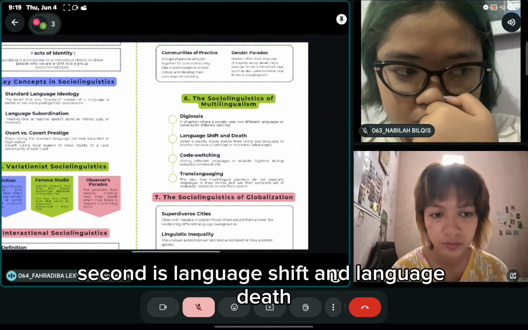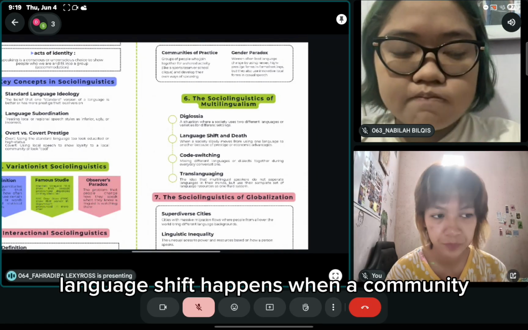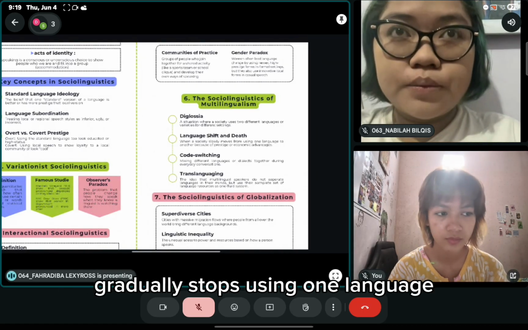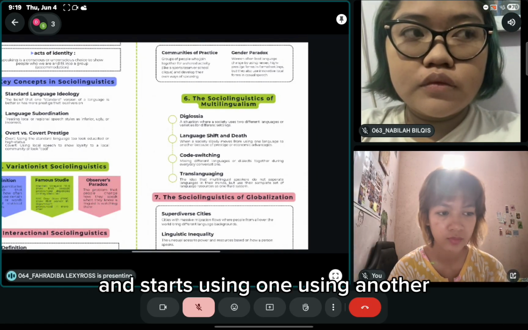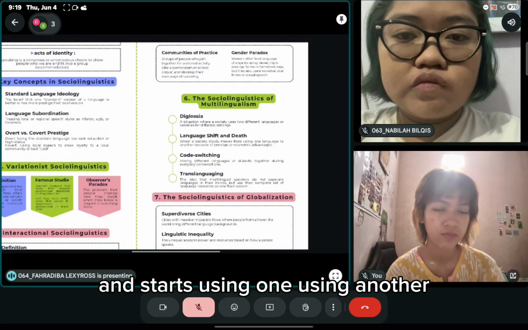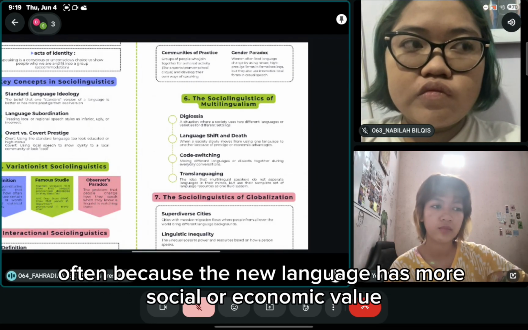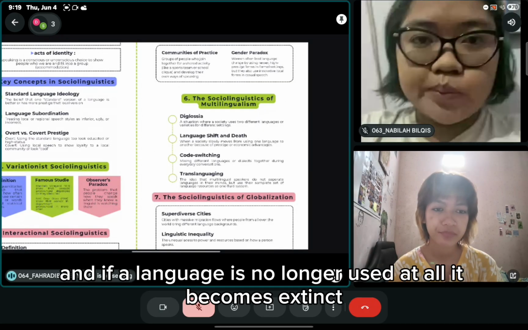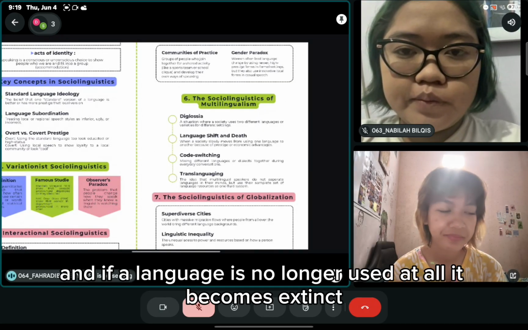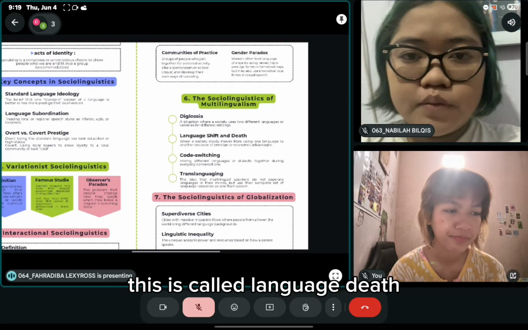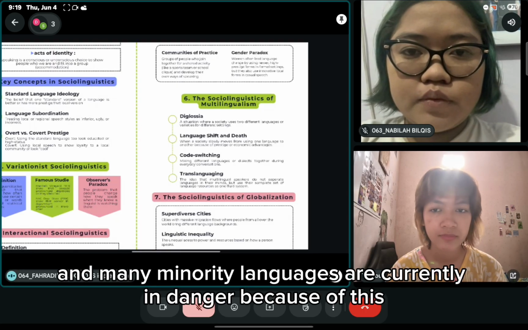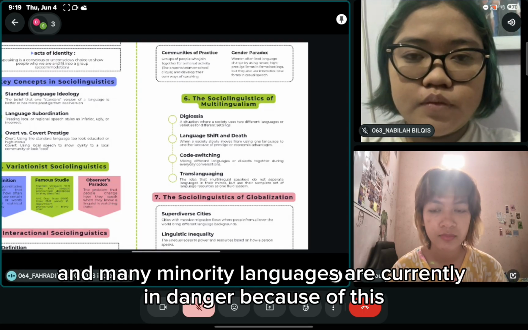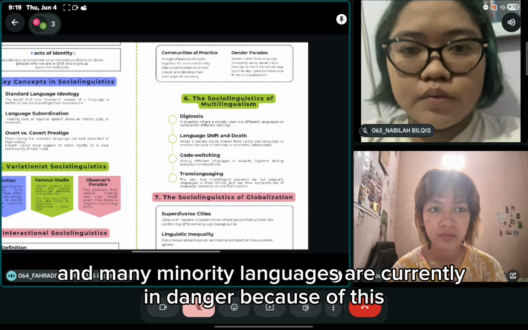Second is language shift and language death. Language shift happens when a community gradually stops using one language and starts using another, often because the new language has more social or economic value. And if a language is no longer used at all, it becomes extinct. This is called language death, and many minority languages are currently endangered because of this.